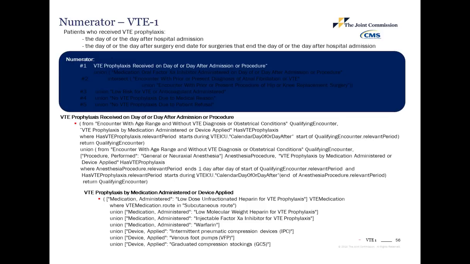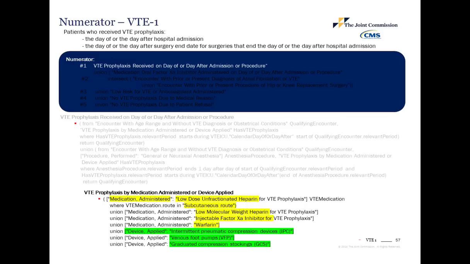The first part of the numerator focuses on patients who received VTE prophylaxis. So we'll start with VTE prophylaxis received on day of or day after admission or procedure. To do that, we need to first look at the VTE prophylaxis by medication administered or device applied. This logic combines the eligible pharmacological and mechanical interventions for VTE prophylaxis.